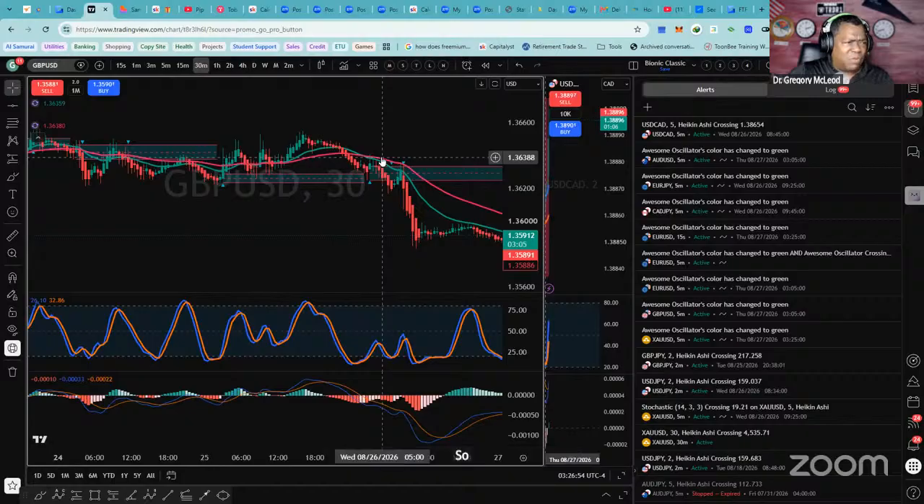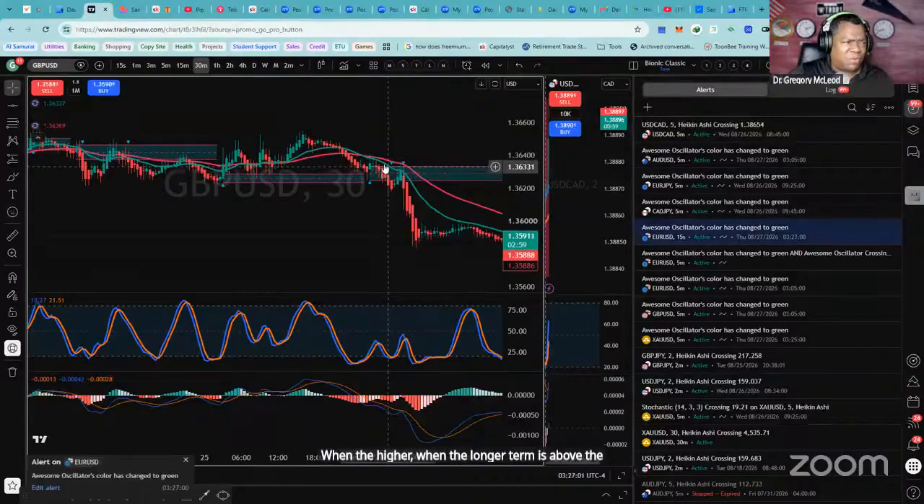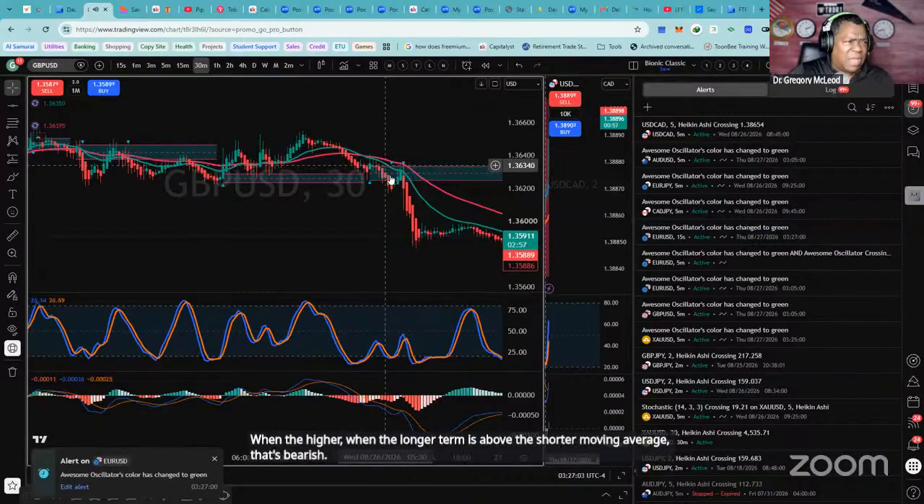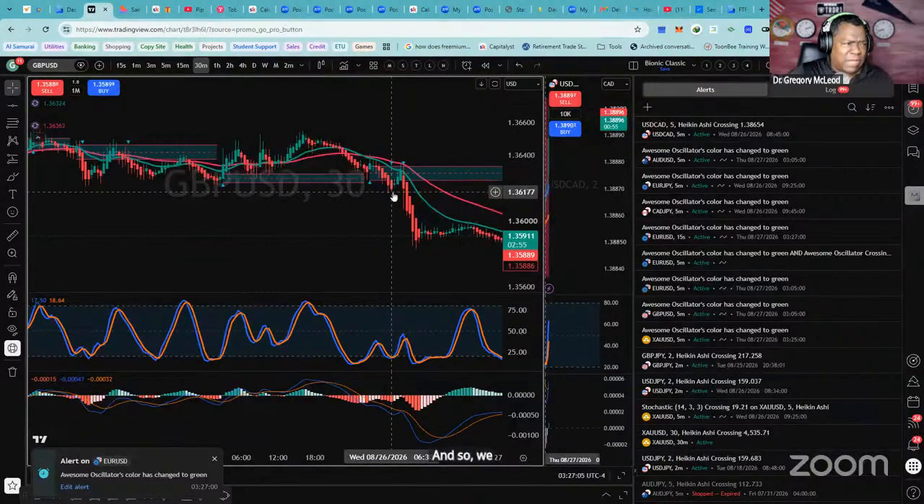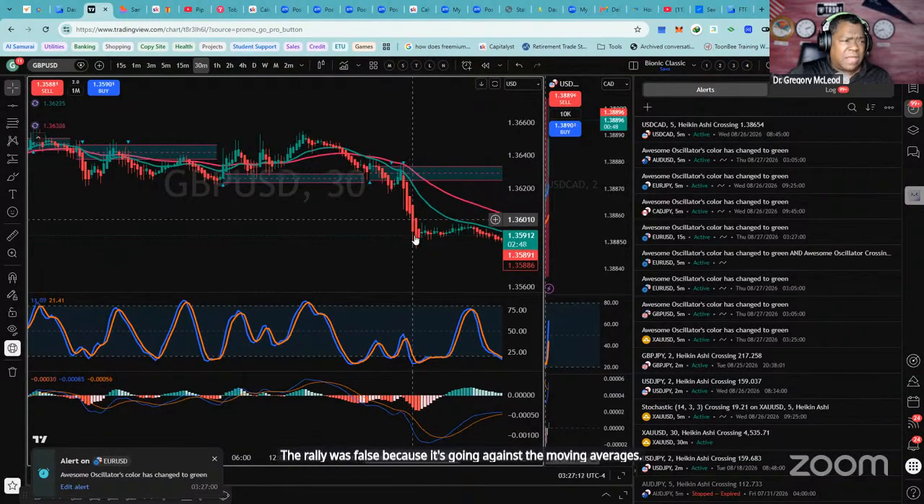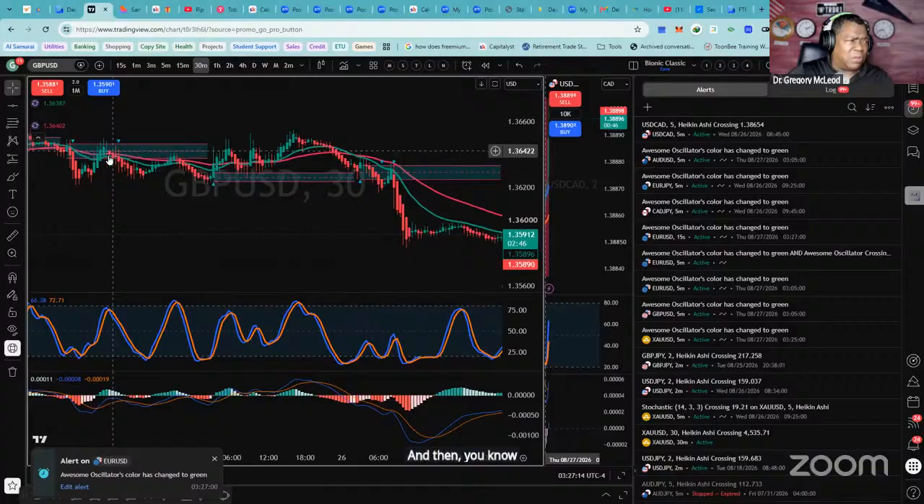So the red moving average is a longer term moving average. When the longer term is above the shorter moving average, that's bearish. And so we have a bearish breakout. The rally was false because it's going against the moving averages. And so you're going to lose some of these, right?